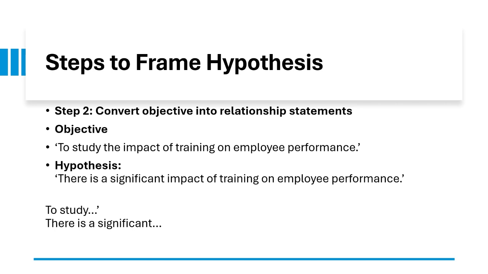Step 2, which is very interesting, convert objectives into relationship statements. Suppose your objective is to study the impact of training on employee performance. As we have seen, there are two variables, training and employee performance. So we have to create a relationship between these two variables. Our hypothesis will be: there is a significant impact of training on employee performance. So we have replaced the words 'to study' with 'there is a significant'. From objectives we have framed hypothesis statements.